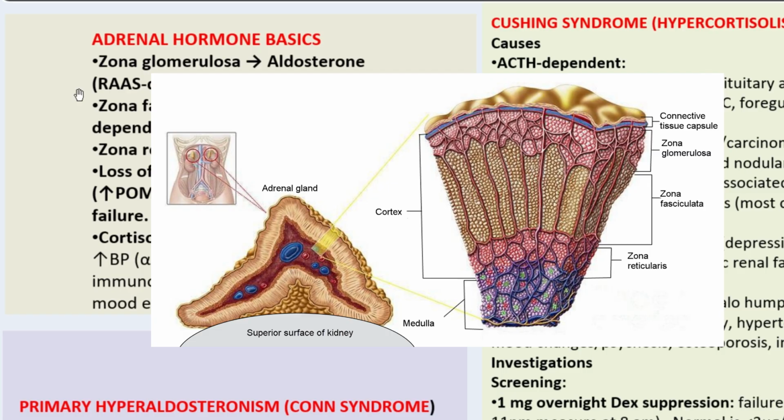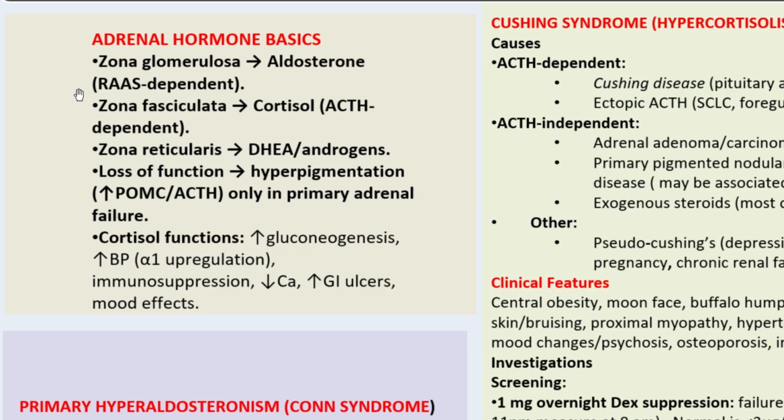And then we have some conditions where we have loss of function. And when we have loss of function, we shall have things like hyperpigmentation due to increased POMC and ACTH. And we have things like cortisol function. When we have high cortisol, we have increased gluconeogenesis, increased blood pressure, immunosuppression, and things like that.